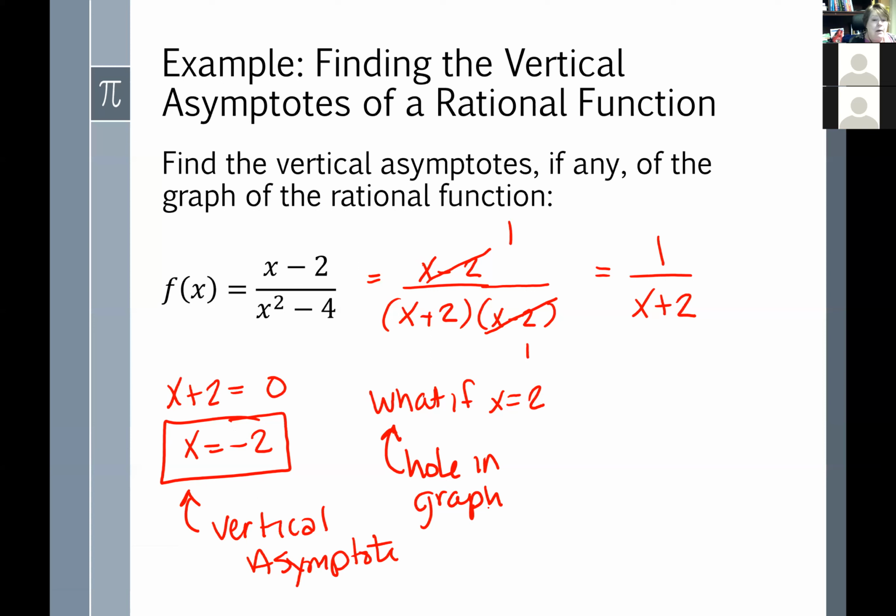You can't do that. So in this case, since we canceled the x minus 2, we're actually canceling 0 over 0 at x equals 2. I can't do that. So there is actually a hole, a physical hole in the graph at x equals 2.